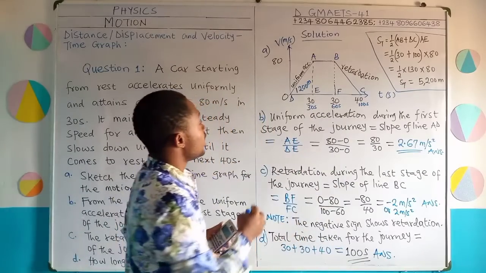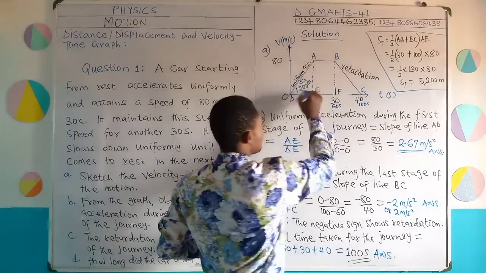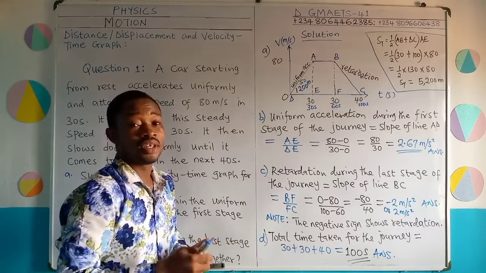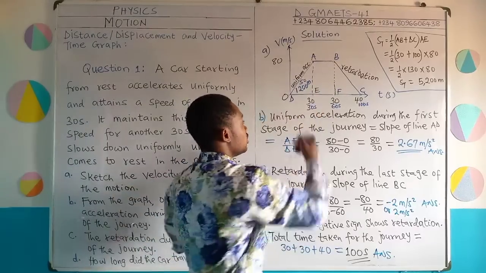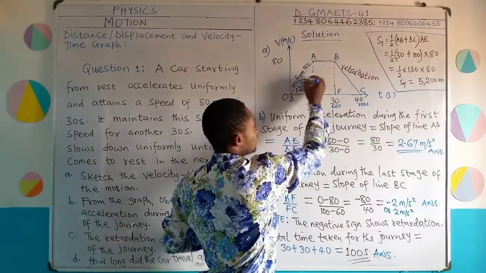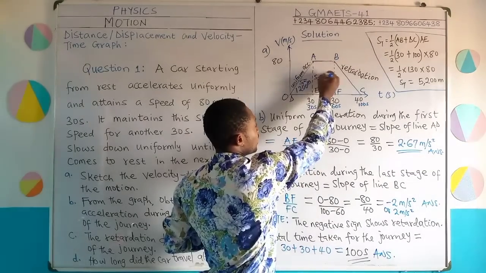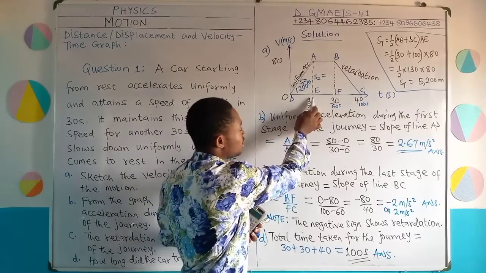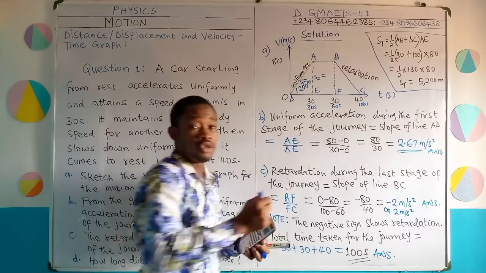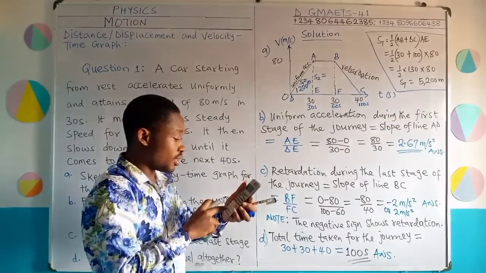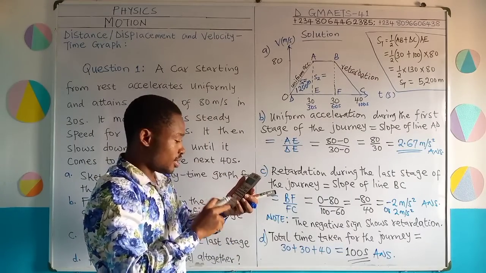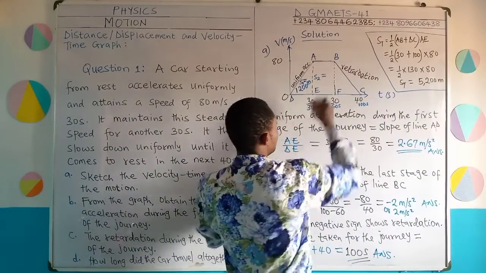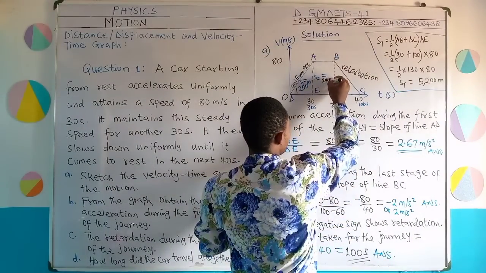Let me say S1 equal to 1,200 meters. Then come to that of the second stage of the journey, that's from A to B. The shape there is a rectangle. So I can get this S2, I can get the distance. That is length times breadth. The length is from this to this. If you check it, 60 minus 30 gives us 30. Then you multiply by the height, which is 80. If you do that, this is 2,400. So 2,400 meters.